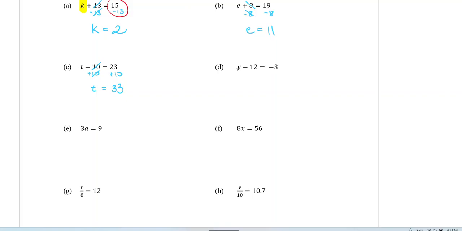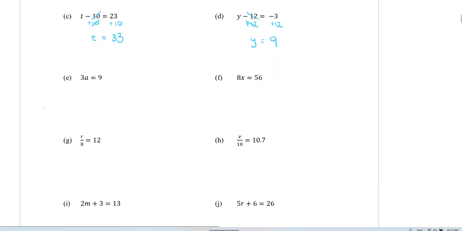Moving on to part D, we have y take away 12. The opposite of the minus 12 is to plus 12, to get rid of that. Okay, then y is by itself. Minus 3 plus 12 is 9. So those ones were all adding and subtracting. Now we're moving into the multiplying and dividing ones.